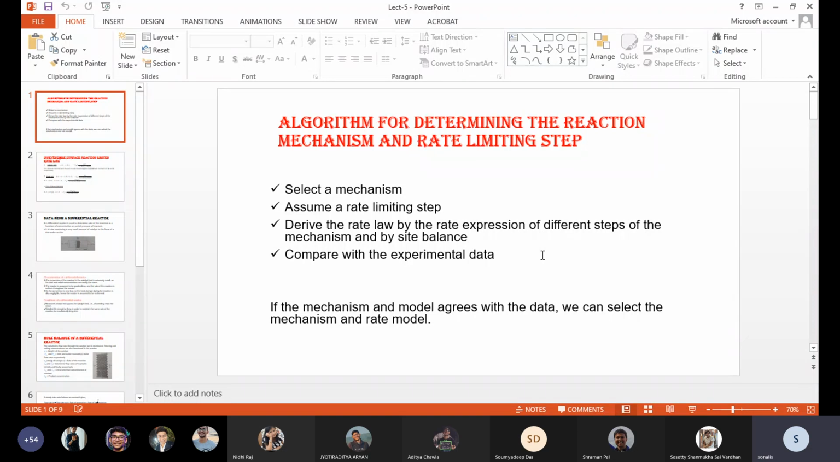So what is the mechanism? Whether it is Eley-Rideal or whether it is Langmuir-Hinshelwood. Have you remembered the Eley-Rideal and Langmuir-Hinshelwood mechanisms? No, huh?